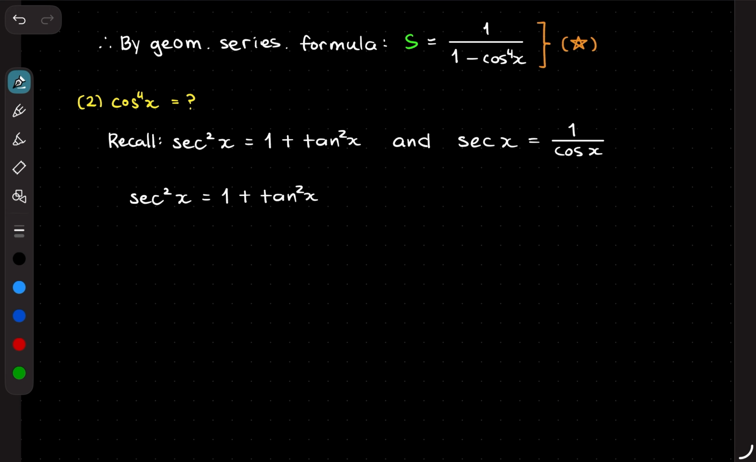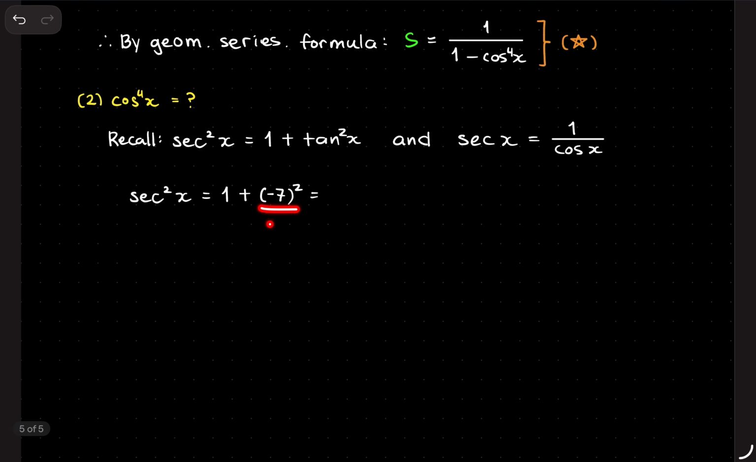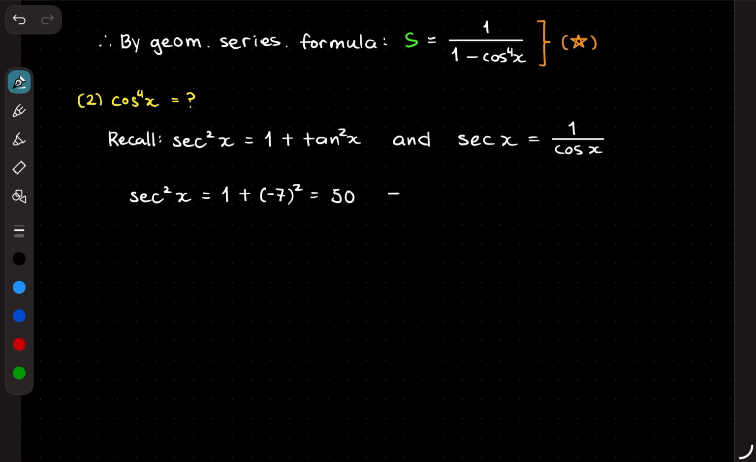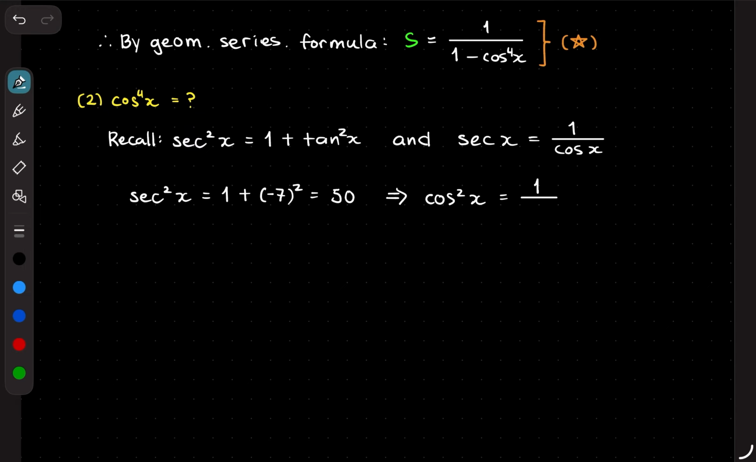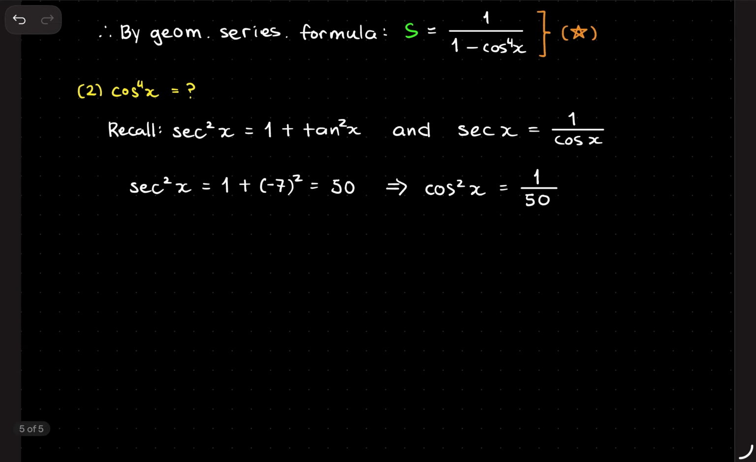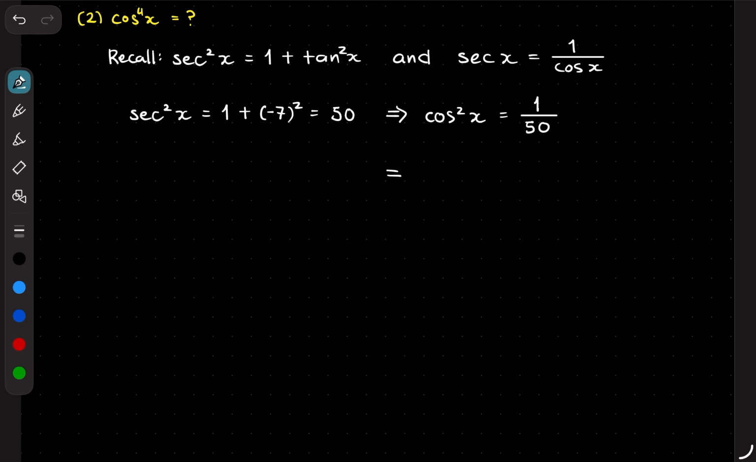Okay, which means that we can replace the tangent x here with negative 7 squared. Simplifying, 1 plus negative 7 squared, which is 49, is 50. And then from here, we can apply this reciprocal identity to transform secant into cosine. So applying that identity, we obtain that cosine squared x must be the reciprocal of this thing here, which will be equal to 1 over 50. Since what we want is cosine x raised to 4, we just square both sides to obtain cosine x raised to 4 equal to 1 over, the square of 50 is 2,500. So we have here 1 over 2,500.